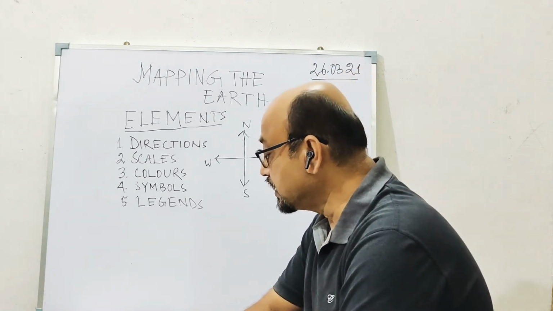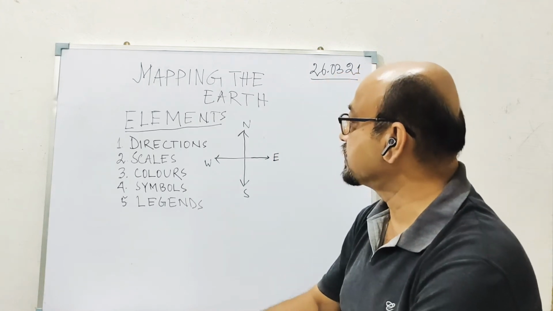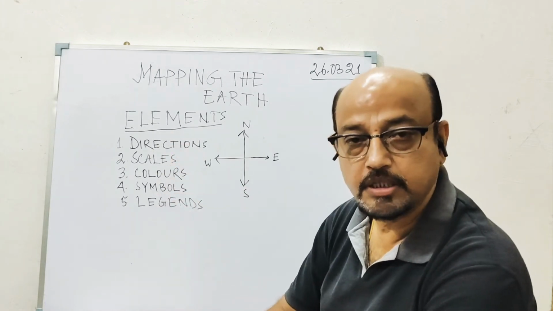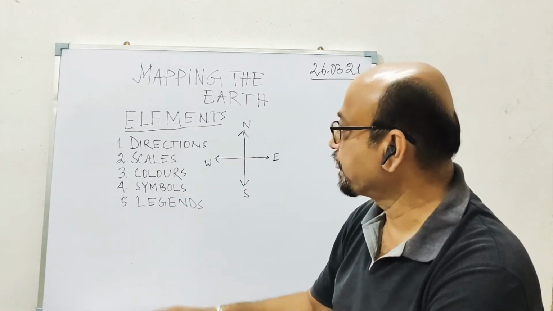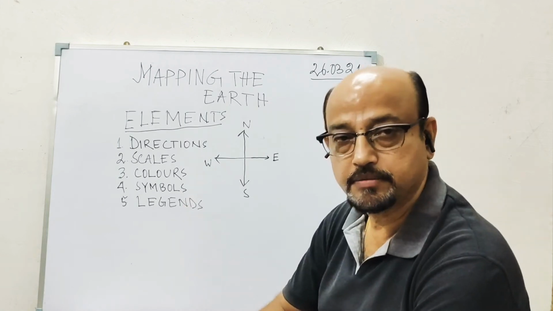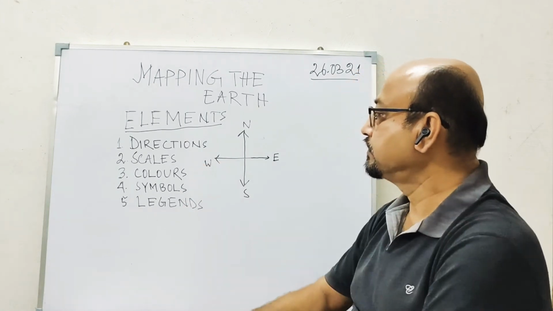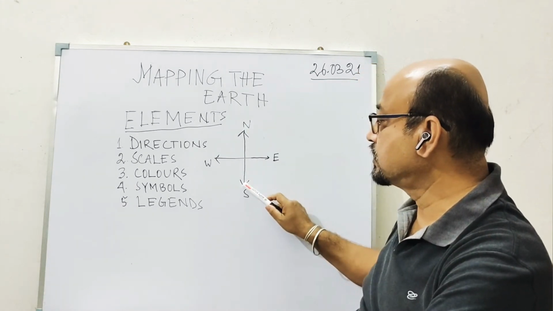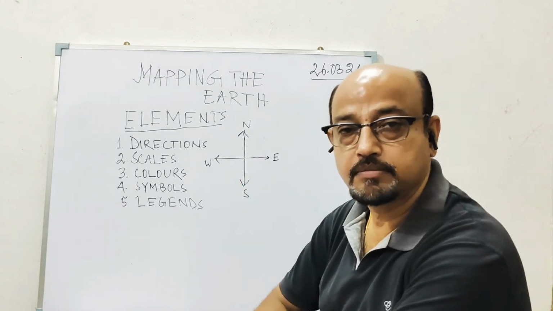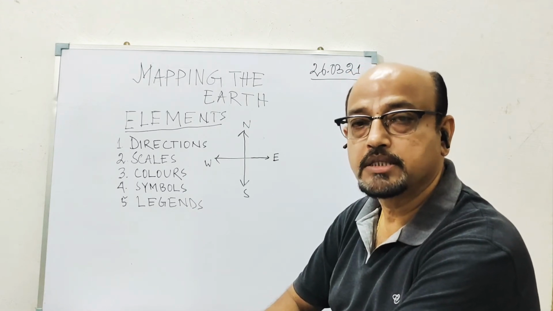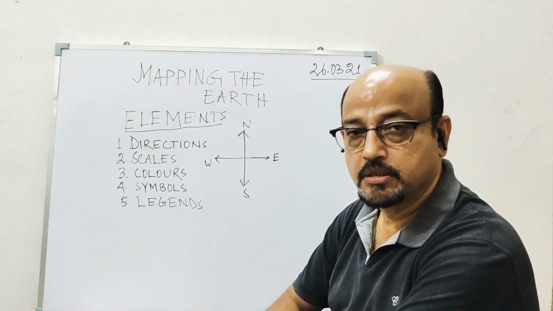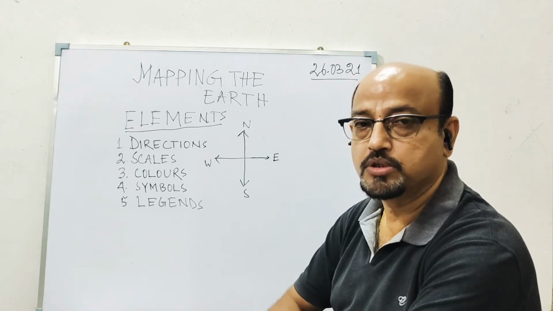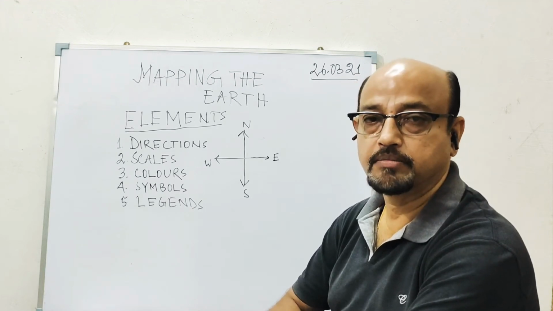Cartographers use certain elements. What are these elements? To make and understand a map, certain things are required. They are known as the elements of a map. First is direction. We have the four directions: north, south, east and west. These four are known as the cardinal directions. To draw a map, first and foremost, direction should be given.